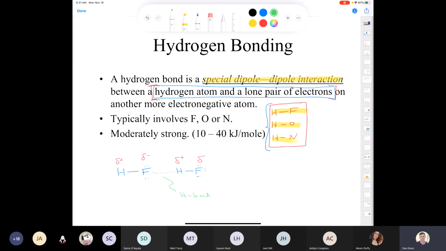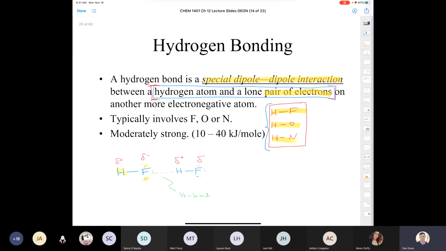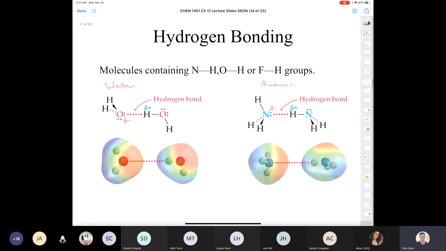Notice that in an HF molecule, you've got one hydrogen atom, but you've got three pairs of electrons. If we look at ammonia and water, which are on the next slide, and we looked at this during the last lecture, you see that in water, we have two lone pairs and two hydrogens, right? Every water molecule has two lone pairs and two hydrogens. And so the hydrogen bonding is maximized in water.